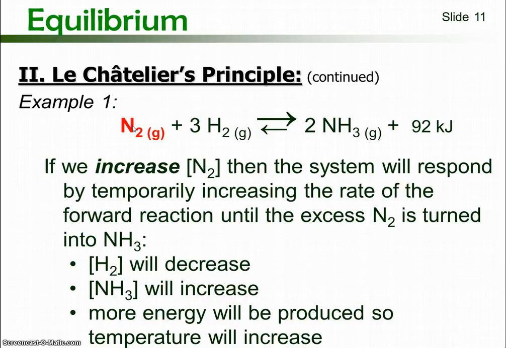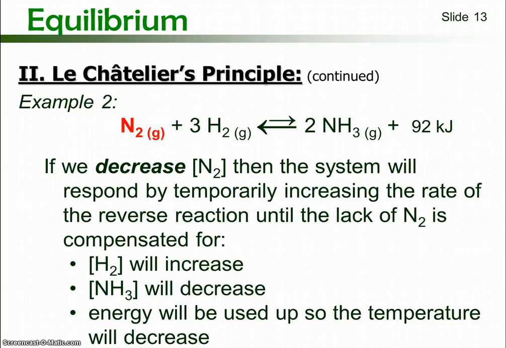A secondary thing that we'll see happening in this reaction is that for every time NH3 is made, 92 kilojoules are released, because this is an exothermic reaction. So if we are making more of the NH3, we are creating more energy, or releasing more energy from the bonds, and therefore the temperature is going to increase.